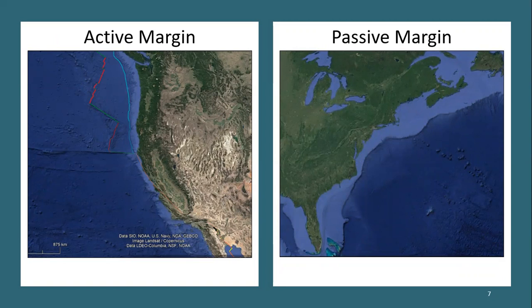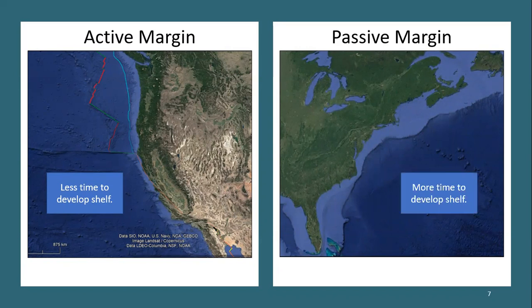We can attribute the variance in size to tectonic activity. On the west coast, the margin is active. Thus, there's been less time for the continental shelf to develop. On the east coast, the margin is passive. Thus, there's been more time for the continental shelf to develop.